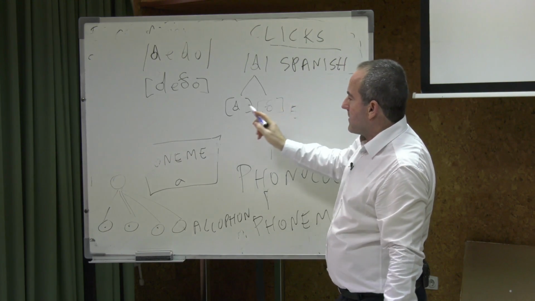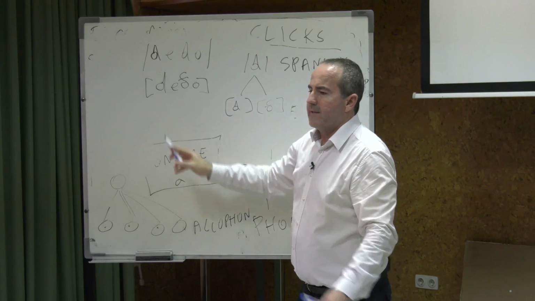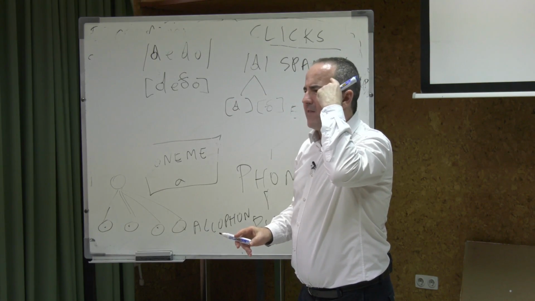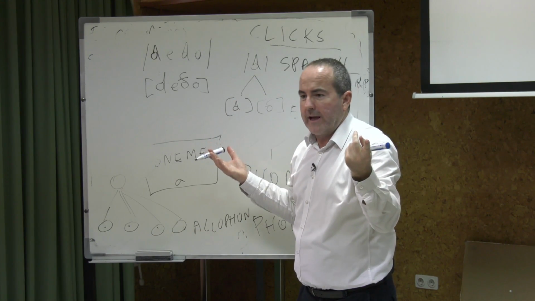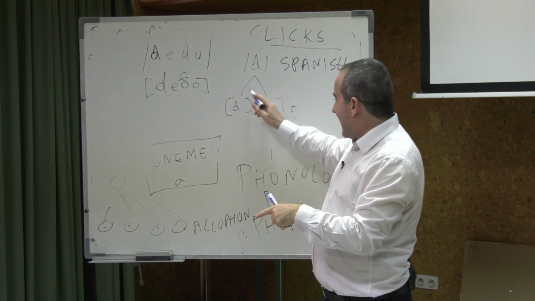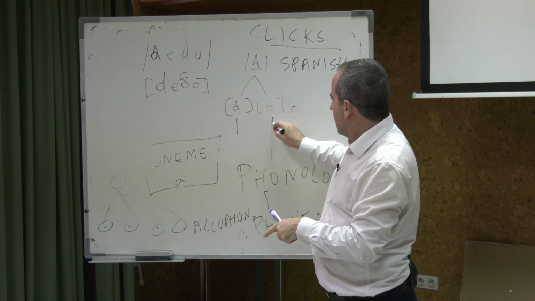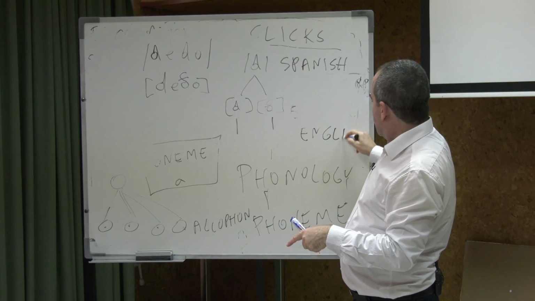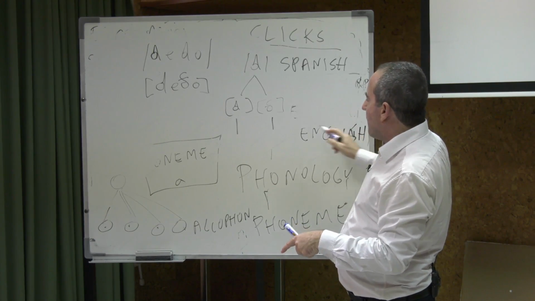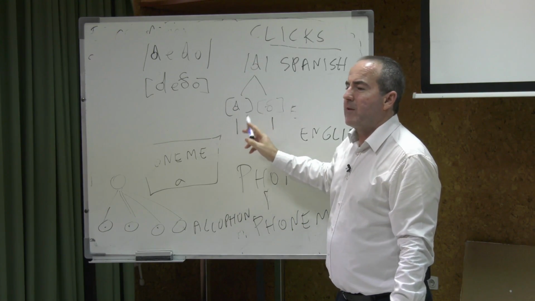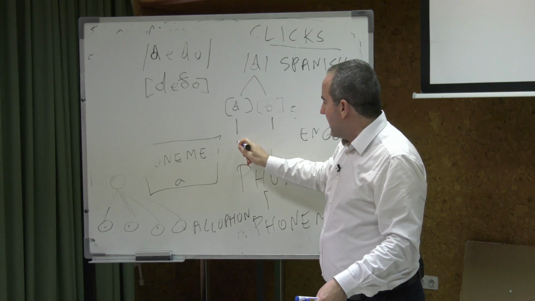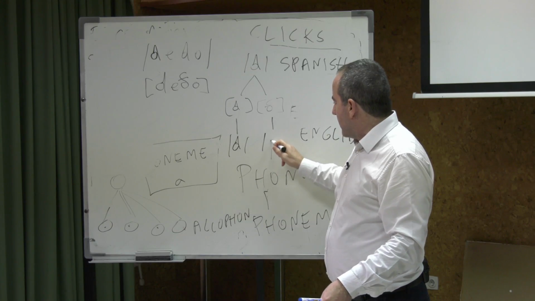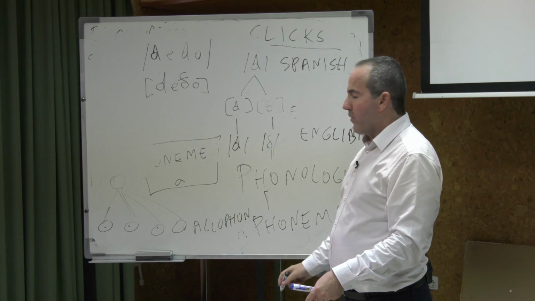How do we know this? Because whether I say the stop or the fricative, all Spanish speakers understand the same word, okay? Now, if we study this in English, we immediately realize that in the English language, the phonology is different for this particular type of sounds. In English, we find that the stop is a phoneme, but we also find that the fricative is a phoneme.